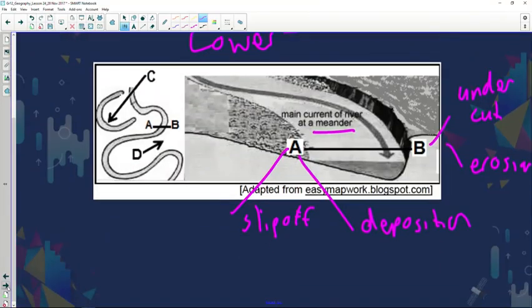Now, grade 12s, this is how I want you to answer your questions with your question paper. You need to be able to relate and know what's being asked in the diagram before even looking at the questions. But let's quickly go and look at the questions.